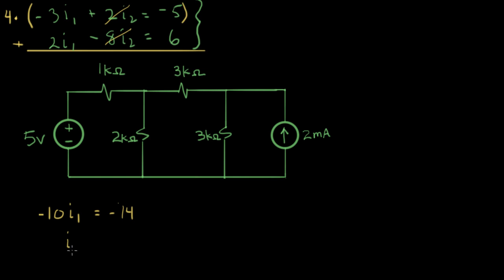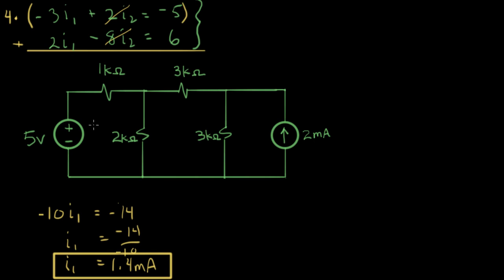So I1 equals minus 14 over 10, or I1 equals 1.4 milliamps. And that's cool. We get to put a box around that. So as a reminder, we defined I1 to be the mesh current flowing around like this, and I1 is 1.4 milliamps. That's one of our independent variables.